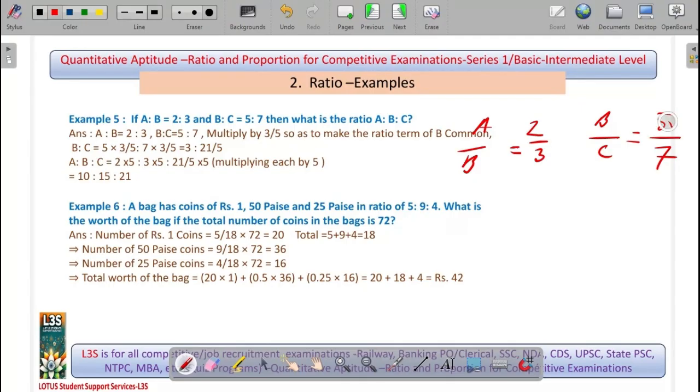Now, to do this, we have to multiply 3 by 5, 3 by 5 in both denominator and numerator. Then this will become 3 and it will be whatever it is. So similarly, we will make it like that.